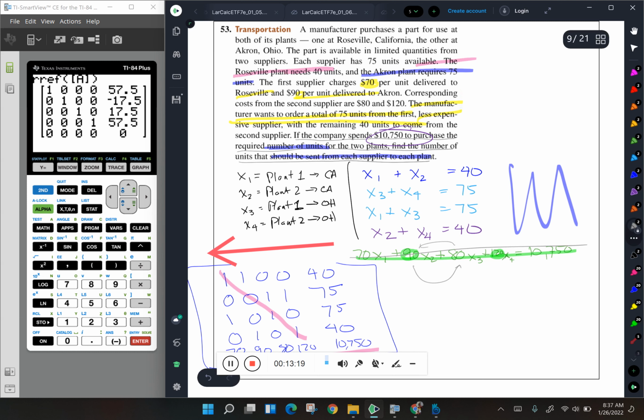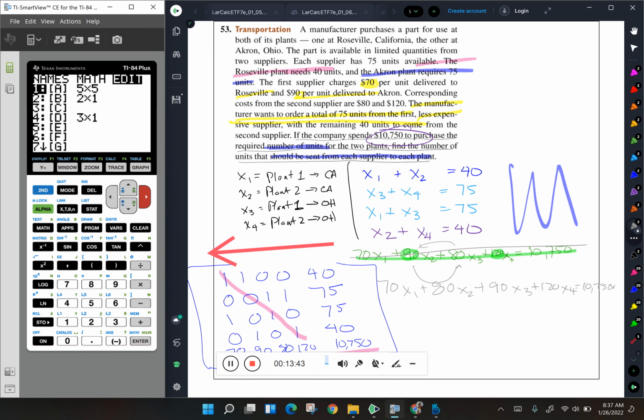So my last equation really should be 70x1 plus 80x2 plus 90x3 plus 120x4 is equal to 10,750. It's a good thing I caught that. So I'm going to go back and change my matrix. Oh man, making mistakes is a pain. But I'm glad I saw something that made me think it was wrong. 70, 80, 90, 120.